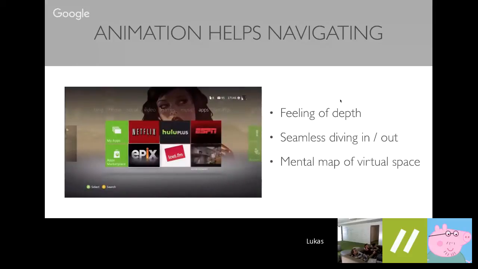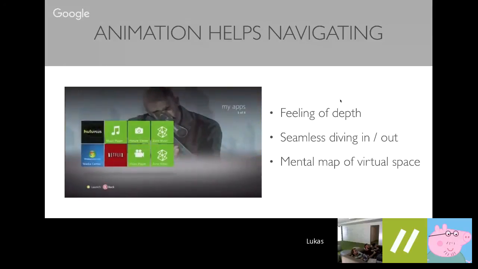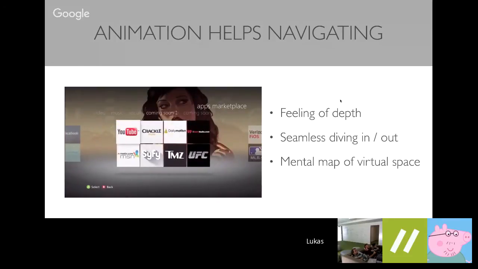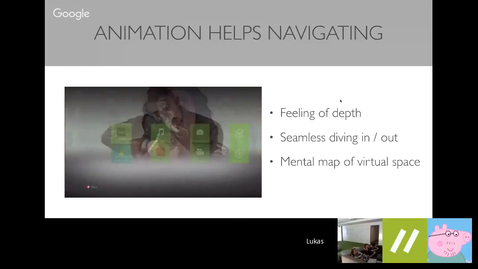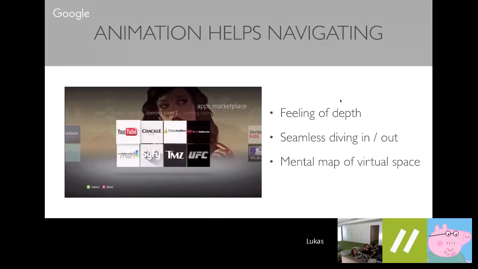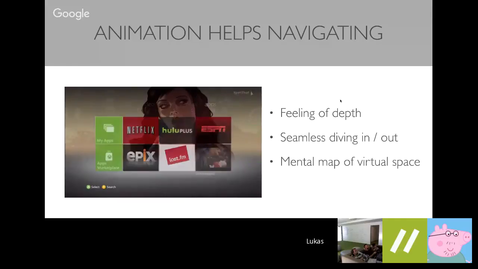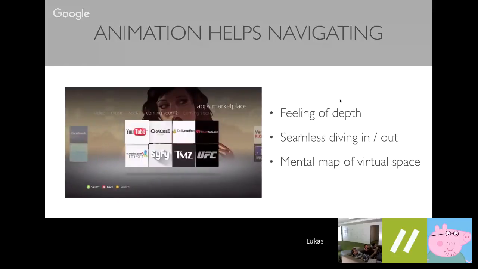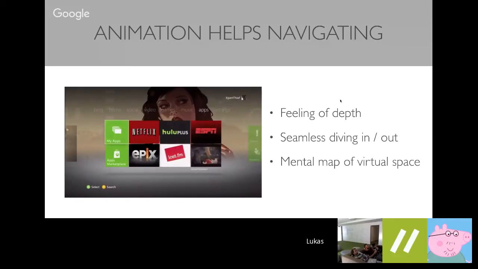Another example that some of you might be familiar with is the Xbox 360's interface, a little bit of an older interface, but what they've done with animation is that they created a feeling of depth. When you dive in and out of the navigational structure, which kind of simulates a 3D space in a 2D interface. So that's a very clever way of showing this depth with the help of animation. And additionally, it also aids in building a mental map. Where are you in this virtual room? And with animation, you can make this transition also in your head, and you see it visually.